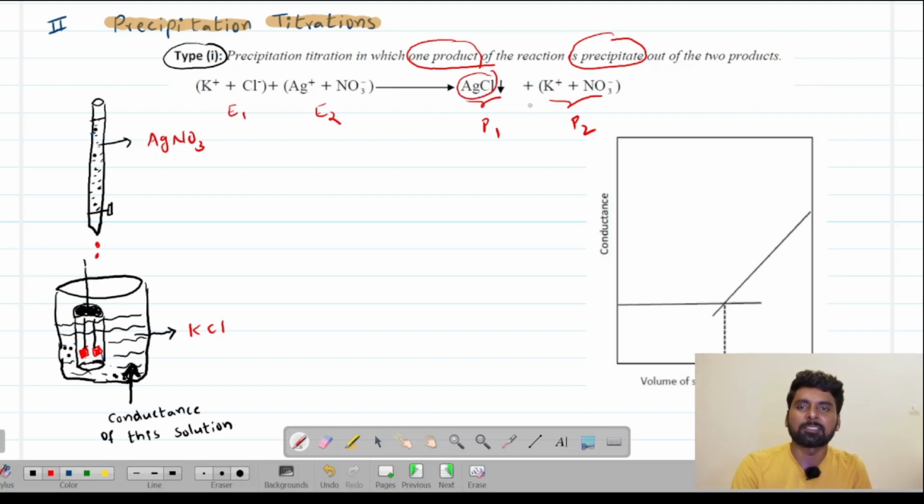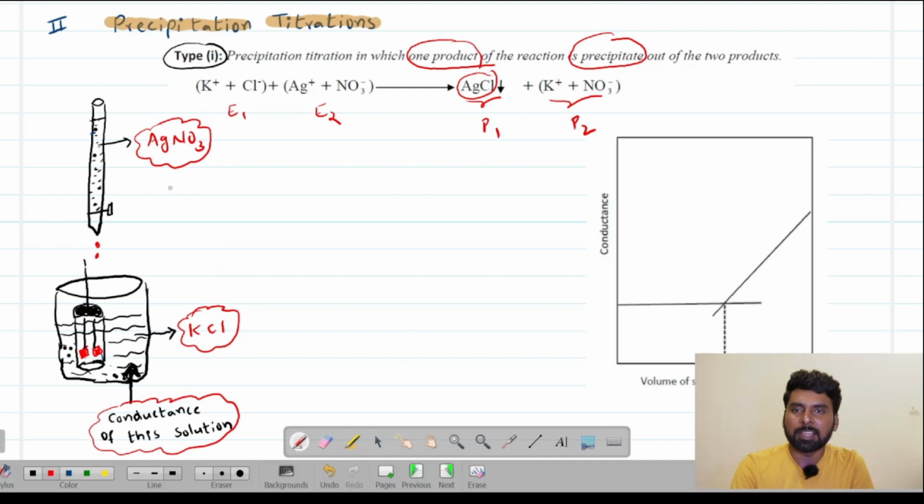In this case, how is the graph going to look? That we will see, and for that, we should take all my explanation. This is done based on this condition. Silver nitrate is taken in the burette, KCl is taken in the beaker, and the conductance of the KCl solution we are measuring. Initially KCl is there. You start adding silver nitrate from the burette. Then what will happen? See this.